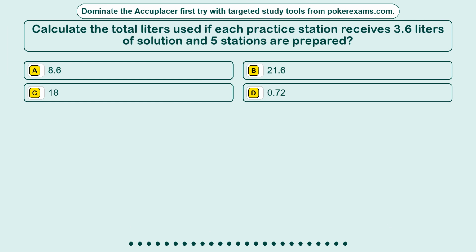Question 3. Calculate the total liters used if each practice station receives 3.6 liters of solution and 5 stations are prepared. Option A, 8.6. Option B, 21.6. Option C, 18. Option D, 0.72.